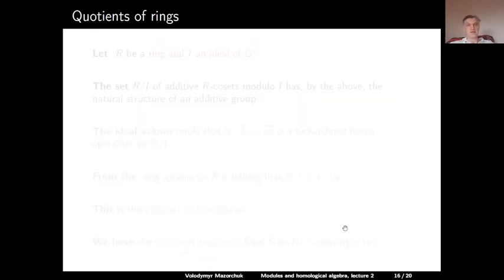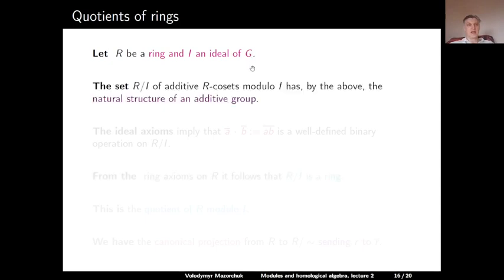And now we can discuss quotients of rings. Let R be a ring and I an ideal of R. The quotient R modulo I of additive cosets modulo I has, by our above discussion, the natural structure of an additive group. The ideal axiom implies that if we define the product of these cosets in the following way: if we take the coset containing a and multiply with the coset containing b, we define this as the coset containing the product ab.